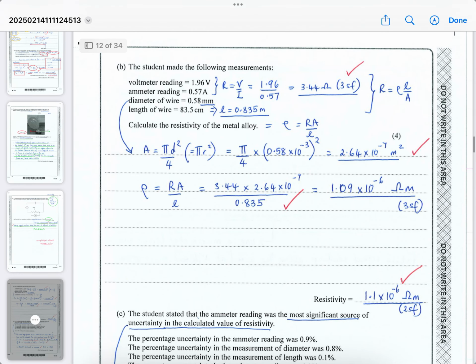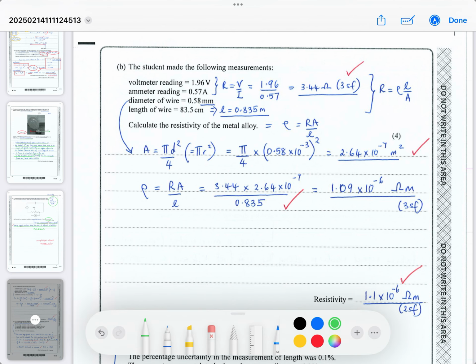Part B then says the student made the following measurements. They got the voltmeter reading to 2 decimal places, and an ammeter reading to 2 decimal places, so 2 or 3 significant figures. So you can work out the resistance, because obviously you're going to need the resistance when you look at the resistivity equation, which I put in a circle. Before they've asked me anything, I've already worked out the resistance because I know that's what they must be asking for.